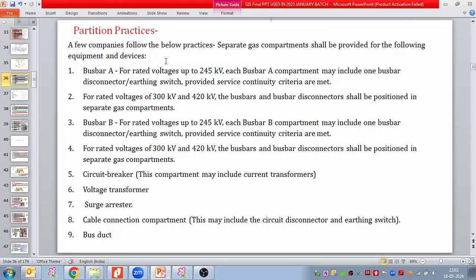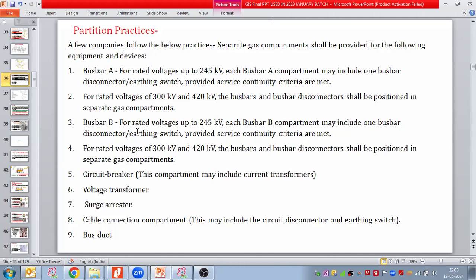Let us see few other partition practices. In few companies, if your company follows the below practice, separate gas compartments shall be provided for the following equipment and devices. I have taken this extract from a technical specification. Bus bar A, for rated voltage up to 245 kV, each bus bar A compartment may include one bus bar disconnector and earthing switch, provided service continuity criteria are met, as we discussed before. For rated voltage 300 kV and 420 kV, the bus bar and bus bar disconnector shall be positioned in separate gas compartments. When the voltage level changes, the compartment class changes.